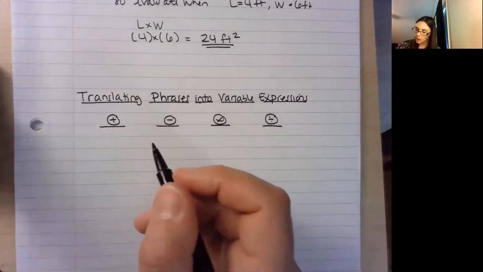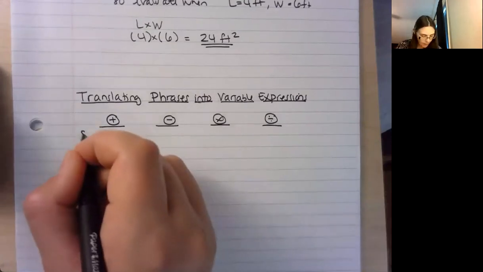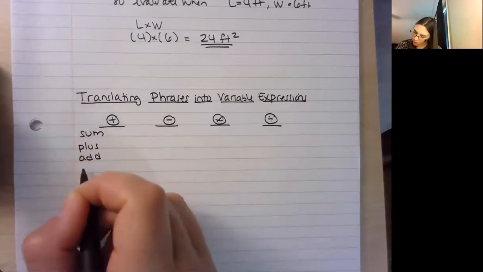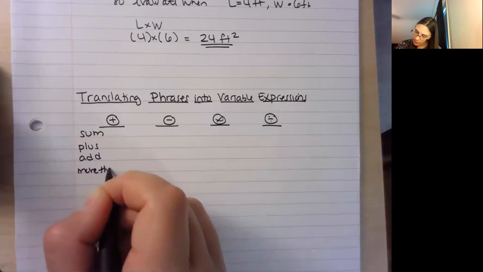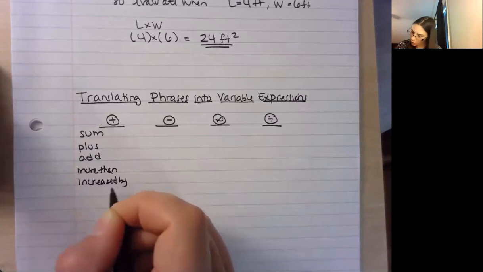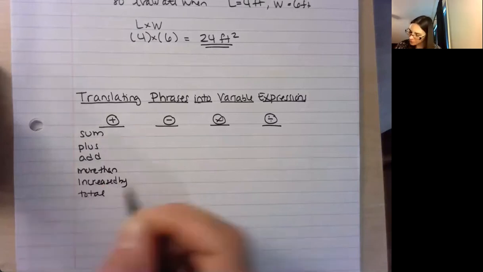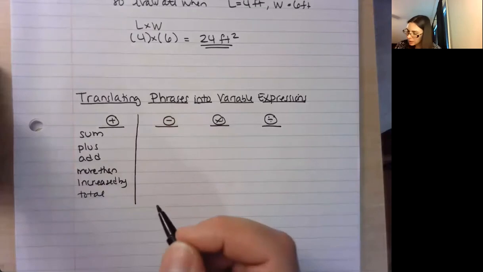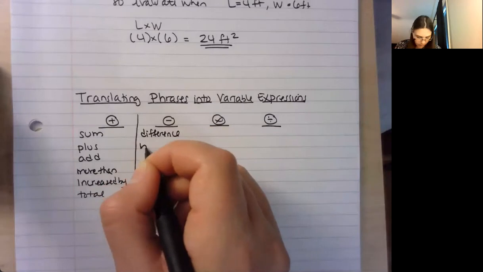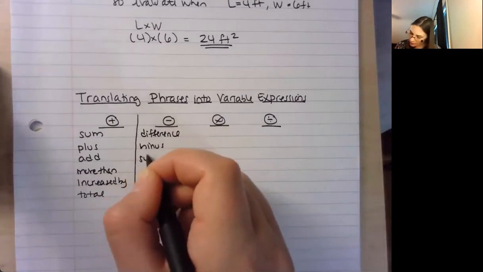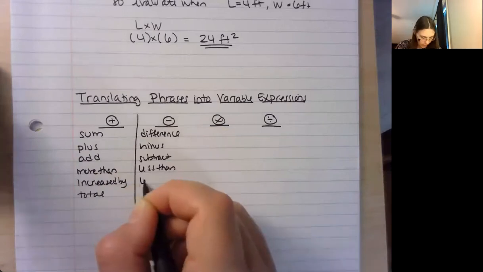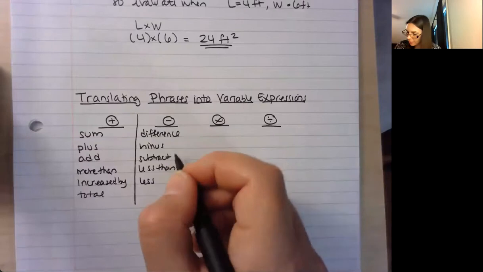So keywords we saw for adding were things like sum, plus, obviously the word add, more than, increased by, total. So those are some words that we saw there. For subtraction, things like difference, minus, obviously subtract, less than or less, subtract and subtract from, right?